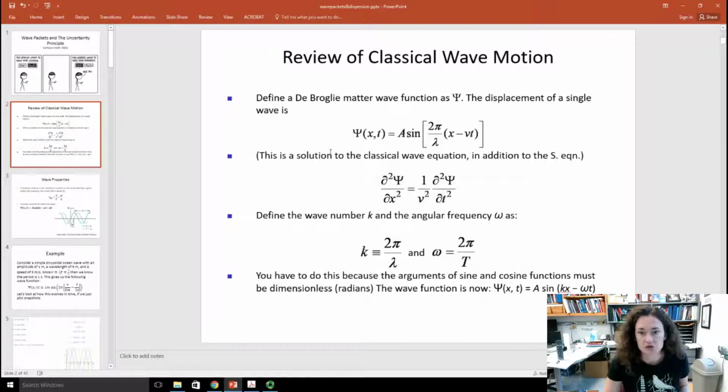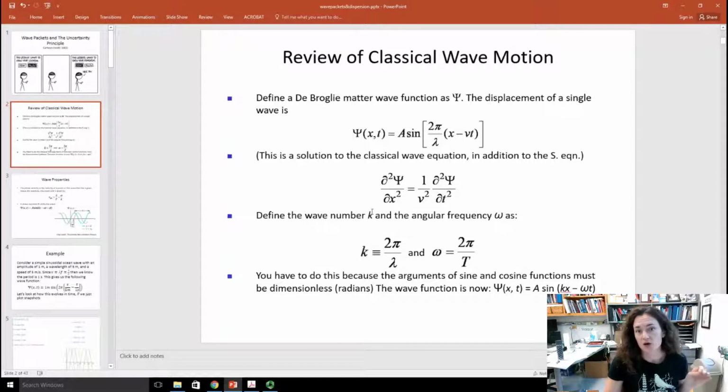So this is a solution of the classical wave equation, by the way, in addition to the Schrodinger equation. And remember that the classical wave equation is the second partial derivative of the wave function with respect to the spatial coordinate is equal to 1 over v squared times the second partial derivative of the wave function with respect to the time coordinate.